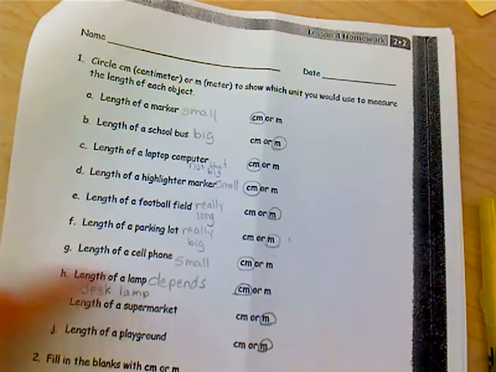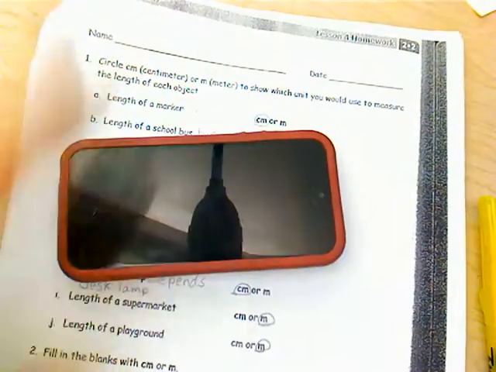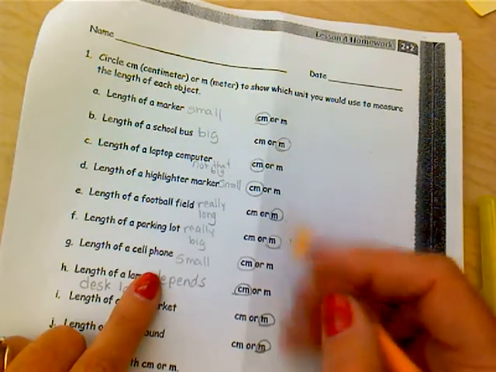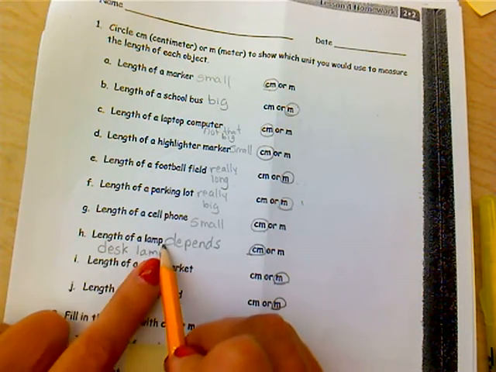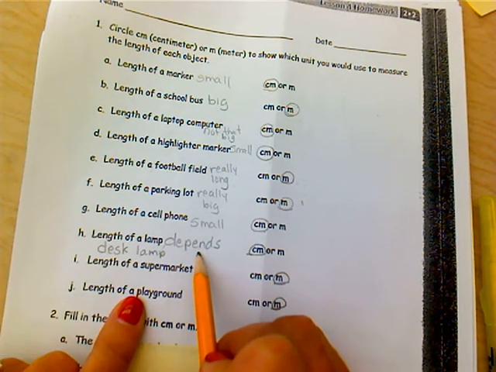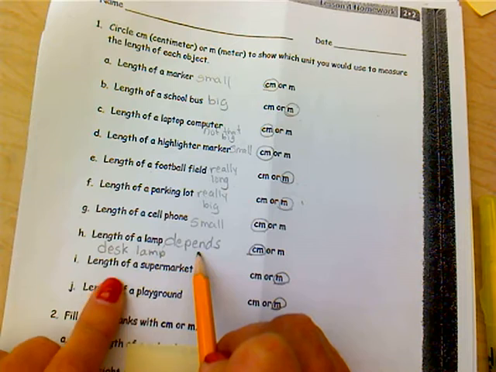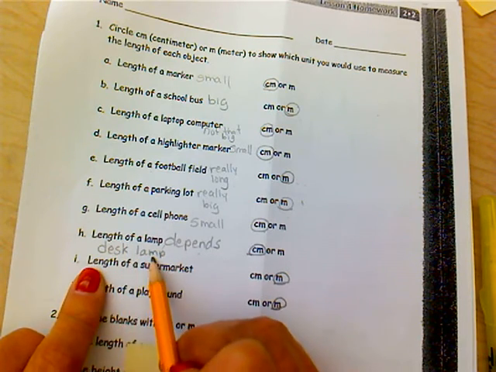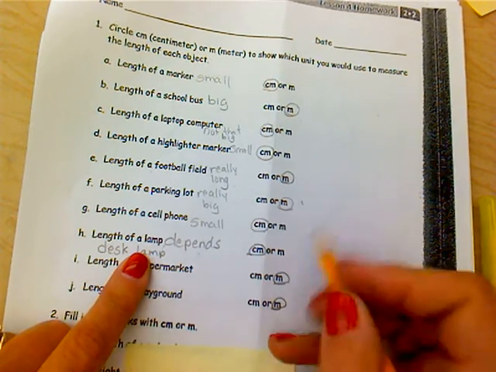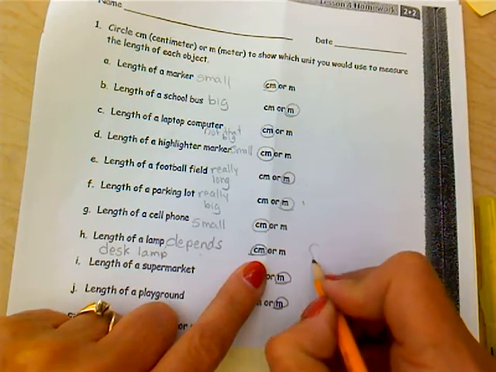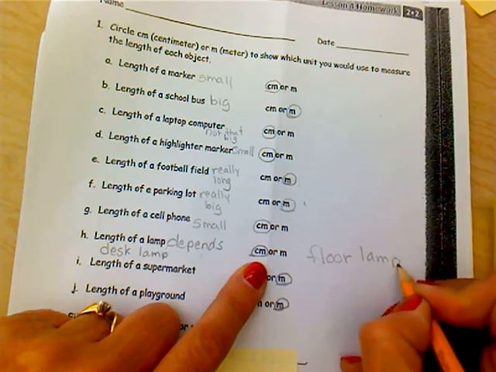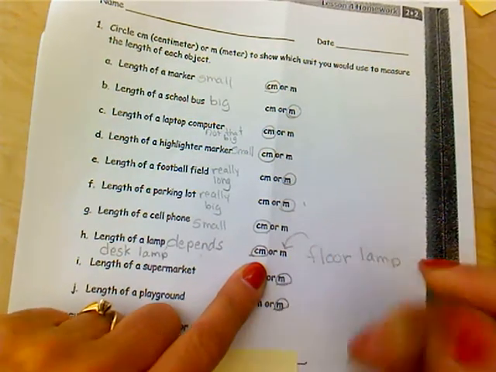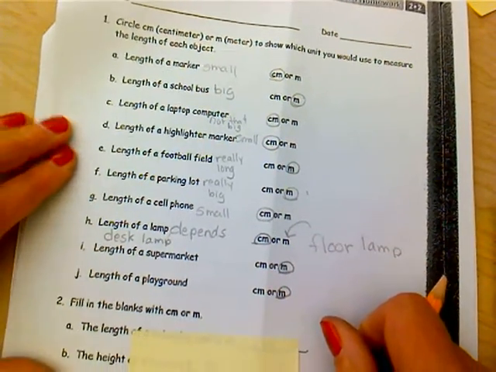A cell phone, well, here's Miss Star's cell phone. It's not very big, is it? Not really. I'd probably want to measure a cell phone because it's small, using centimeters. Now it says the length of a lamp, and that really depends on what kind of a lamp you're talking about. If you said that this was a desk lamp, I would have said centimeters. But if you were talking about a floor lamp, one that's really tall, you might have said meters. So it kind of depends on which one you were thinking about.